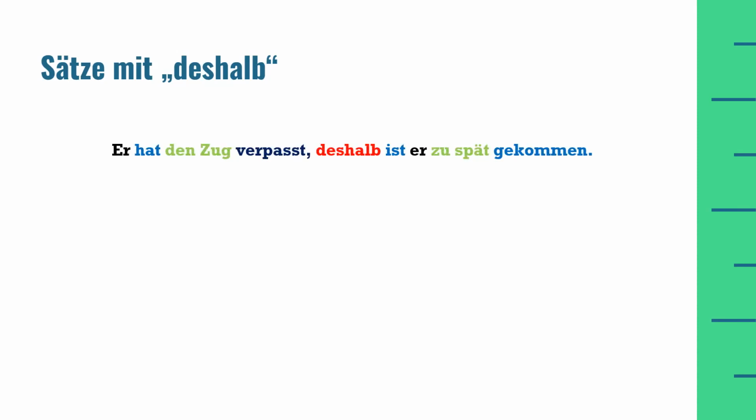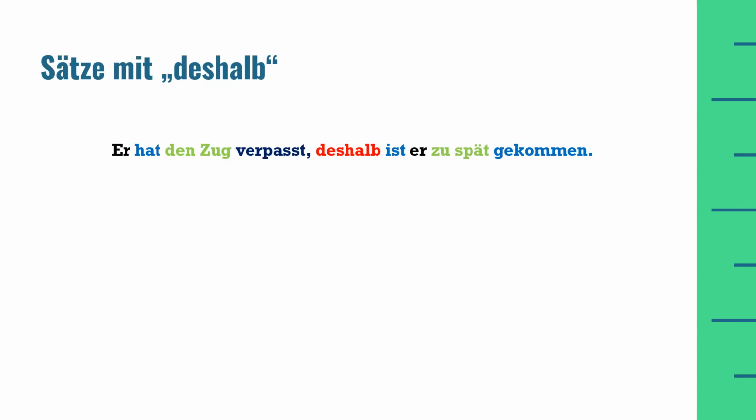Let's have some other examples. Er hat den Zug verpasst. He has missed the train. Deshalb ist er zu spät gekommen. Therefore, he has come too late.